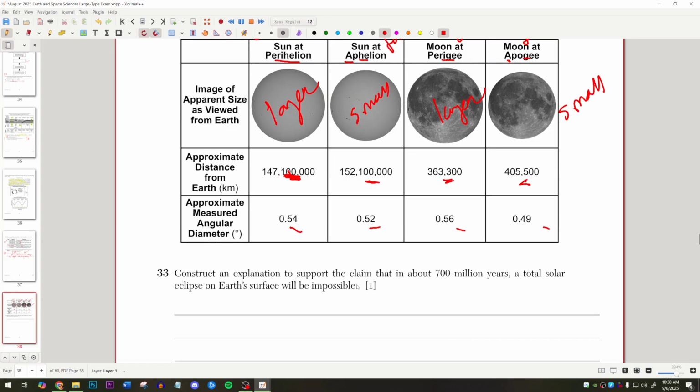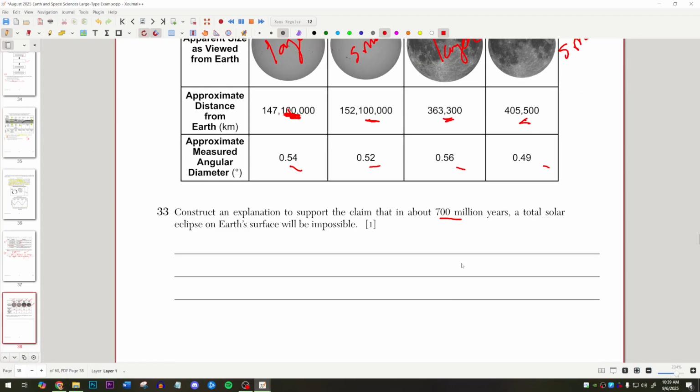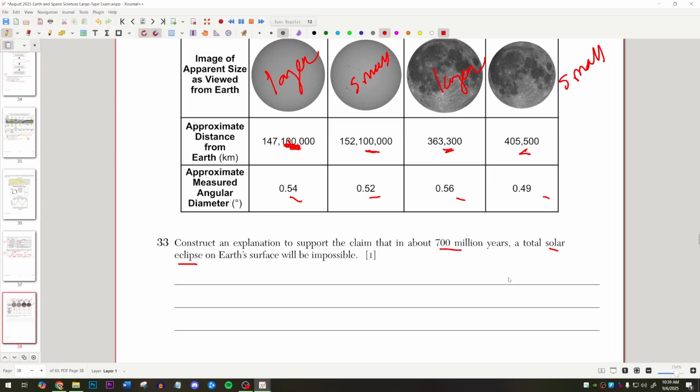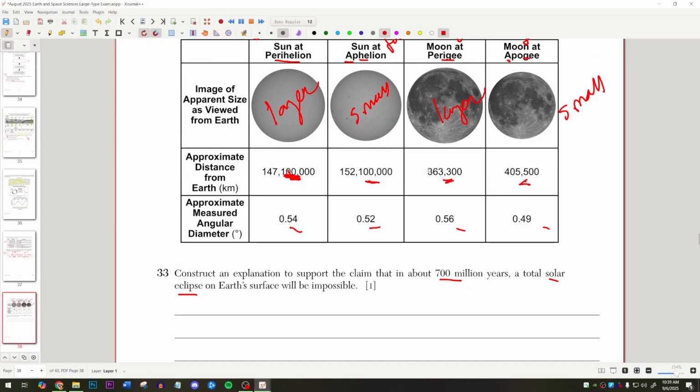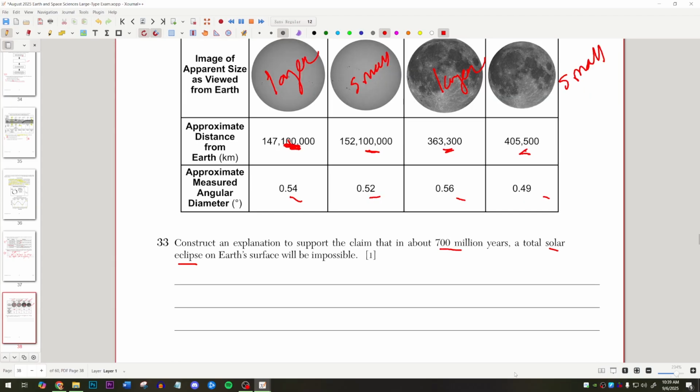Construct an explanation to support the claim that in about 700 million years, a total solar eclipse will be impossible. In order to have a total eclipse, the moon has to block out the sun. So if the moon gets further and further away, it's going to be smaller and smaller, which will not cover up the entirety of the sun. That's the answer, but this question is ridiculous. I kind of like it though, honestly.